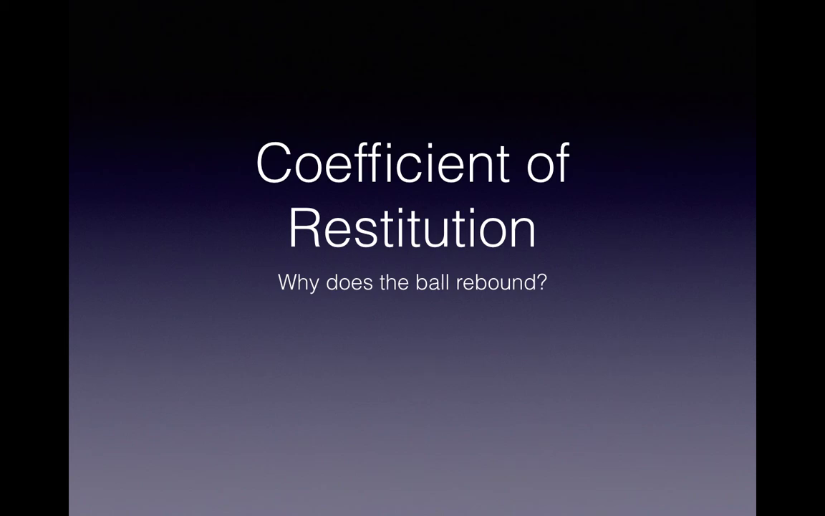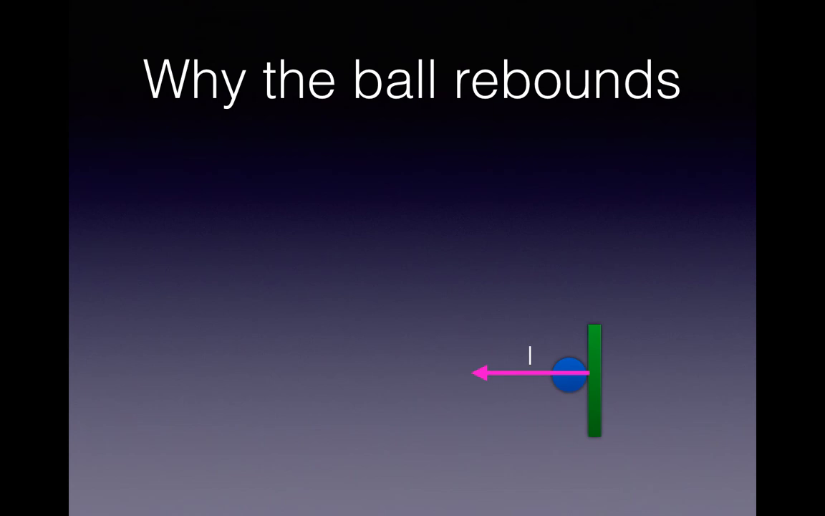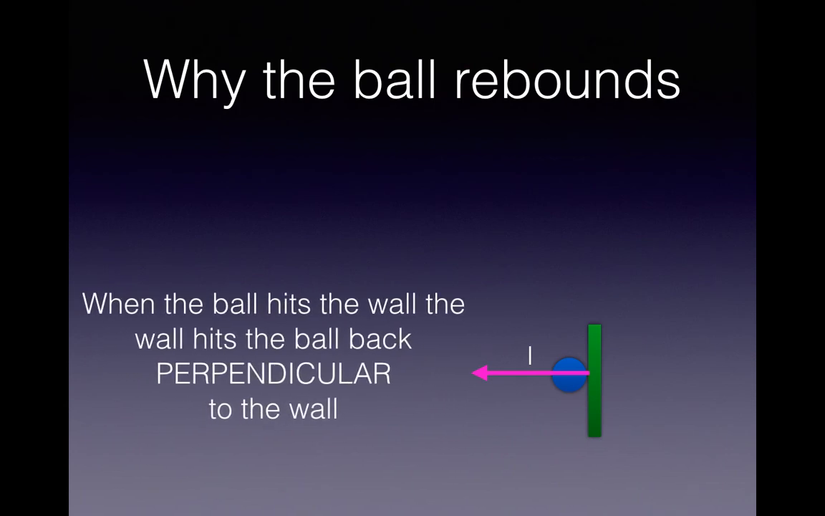An explanation of why the ball rebounds when it hits off an object. So what we have here is a ball traveling to the right, hits off an object, and the thing to remember is when the ball hits the object, the object hits the ball back. It always hits the ball back perpendicular to the wall also. And this force, or this thing that it hits it back with, is called an impulse.